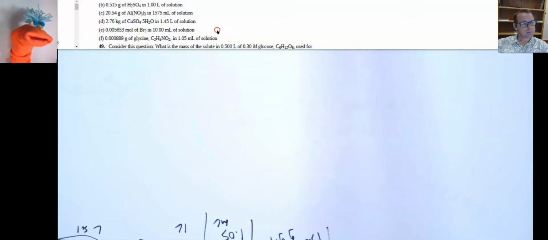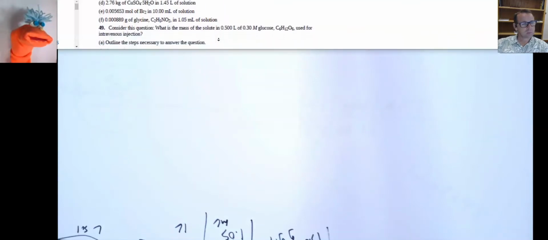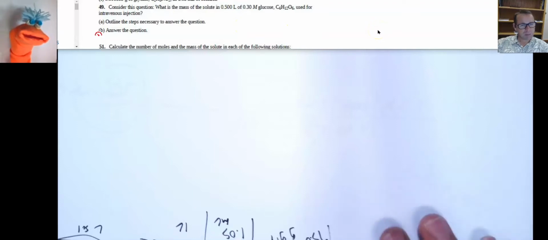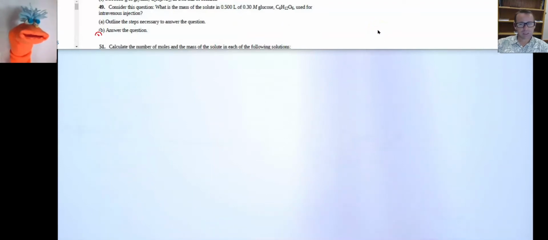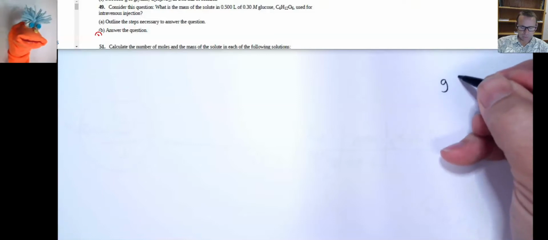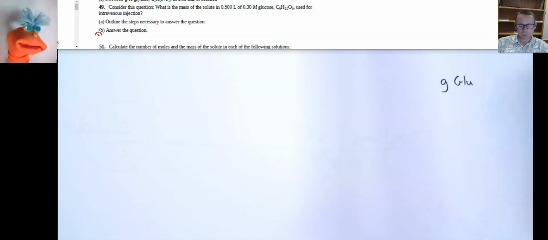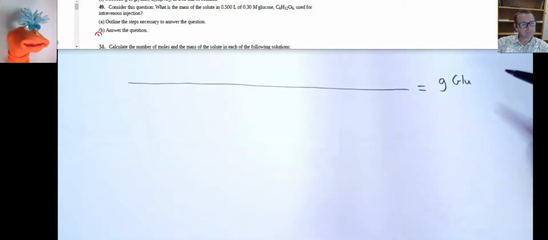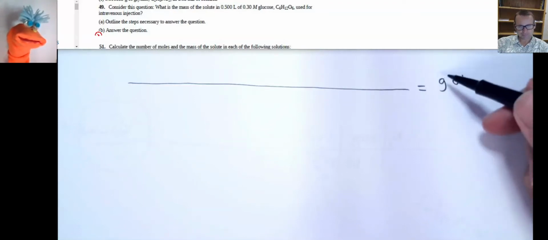49. What is the mass of solute in a half a liter of 0.3 molar glucose? Okay, so what is the mass of solute? What goes to the right of the equal sign? Oh, we want mass of solute. What's the solute? Let's see. Oh, it's the glucose. That's right. So I want mass of solute, grams of glucose. Is that okay? Okay, grams of glucose. And what am I provided? You have the volume of solution and the molarity. And I want grams. Okay?